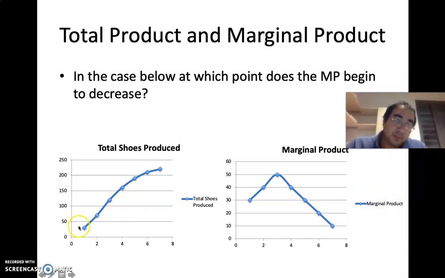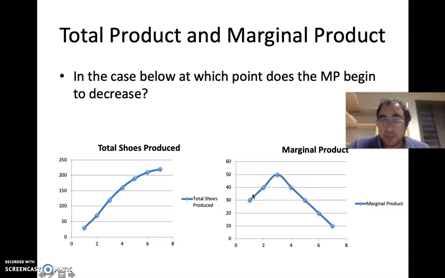So, as you see, initially when you increase workers by one, the production level increases at an increasing rate, which means the slope of this line is increasing. At some point, however, increasing the workforce further still increases the production level, but at a decreasing rate, which means the slope is decreasing. But as long as the marginal product is larger than zero, the total shoes produced still increases as you add more workers. And this is the marginal product.